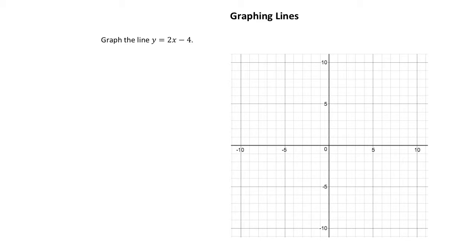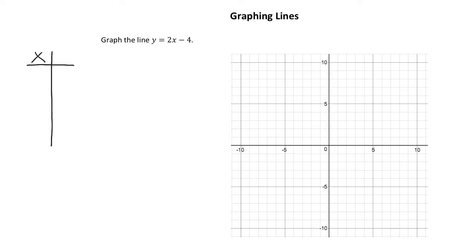To graph a line like y equals 2x minus 4, you can guess x and y values that make this equation true and plot them in the xy plane. I'd like to actually take a more systematic approach to getting coordinates for this line. What I'm going to do is create a table of values.